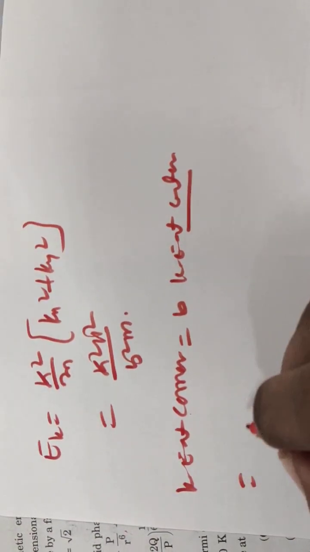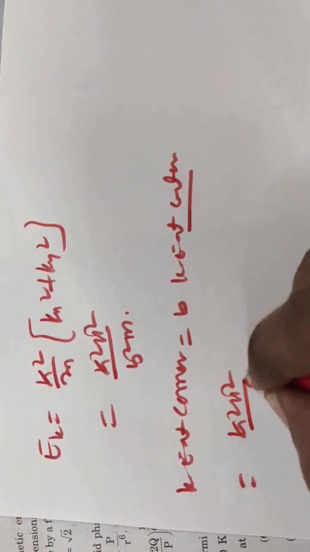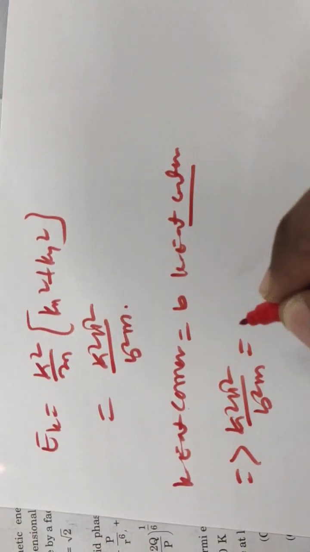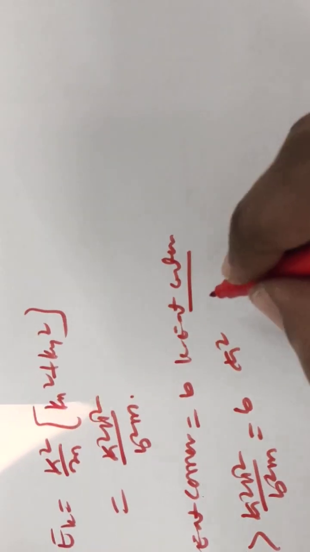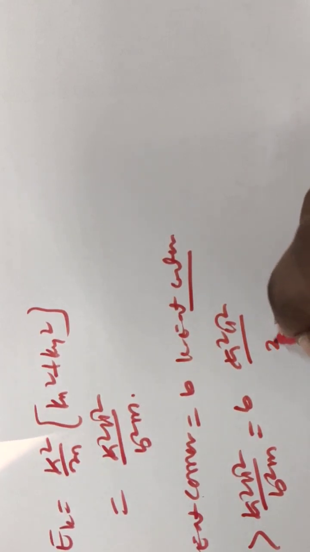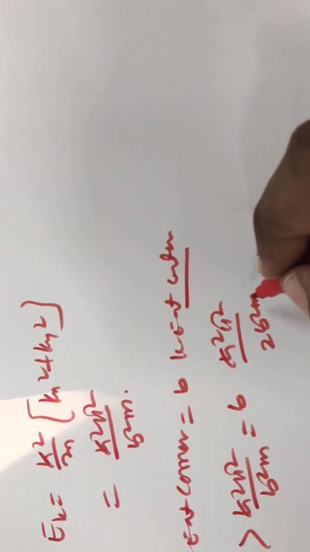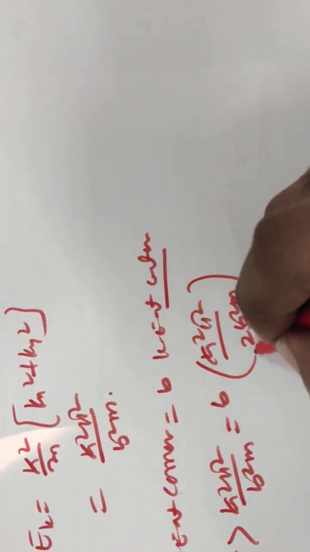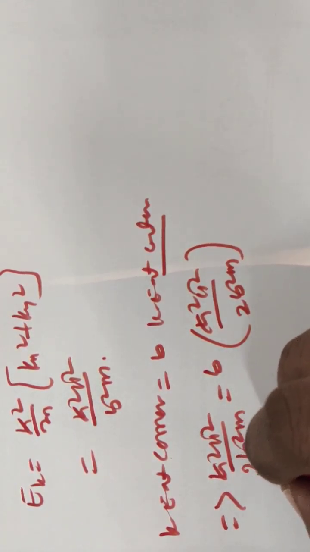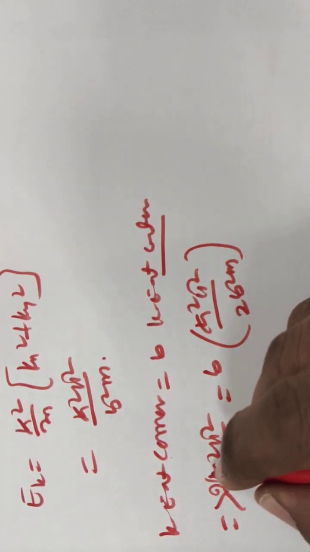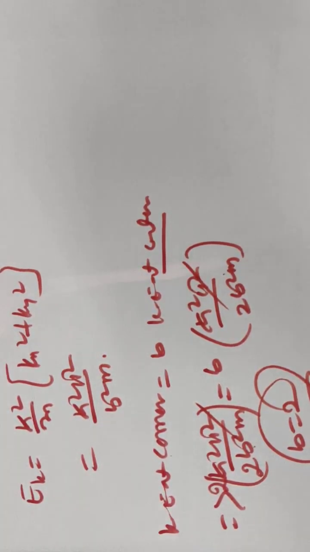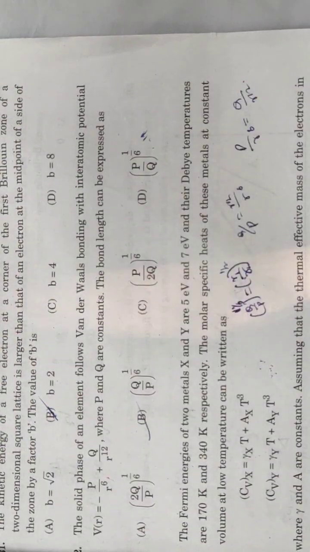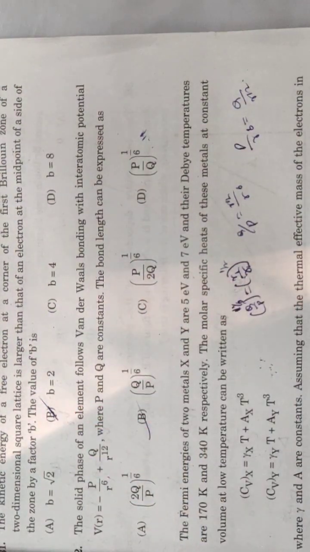So which is equal to h cross square pi square divided by a square m is equal to B into, at the center, if you solve, we'll get h cross square pi square divided by 2a square m. So to make the equation balanced, just multiply 2 in the numerator and denominator. Then both sides are equal. So cancel this, and B is equal to 2. So option B is correct.